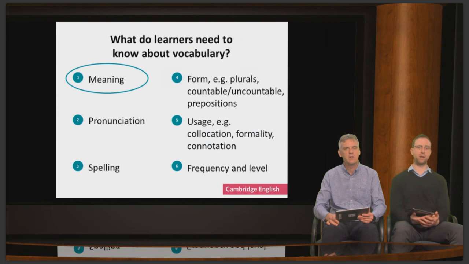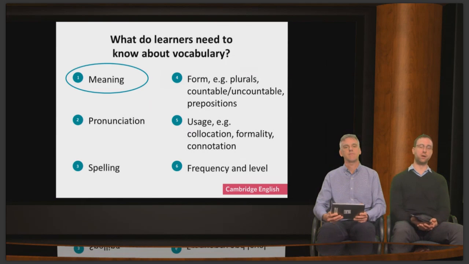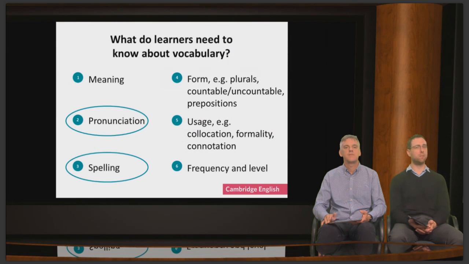So, let's go back to our checklist. Meaning, pronunciation, spelling, form, usage, and frequency. Well, regarding meaning, this is pretty straightforward. There may be differences in how individuals describe or perceive colours, but overall we can imagine that most learners will understand the meanings of these words by showing them a picture of the colour. But let's think about pronunciation and spelling.